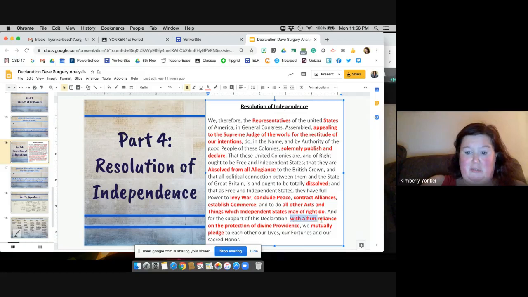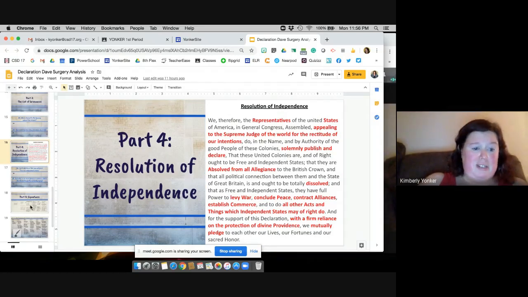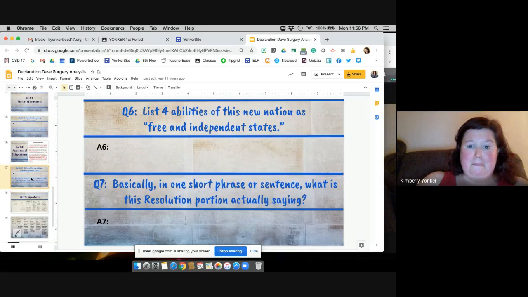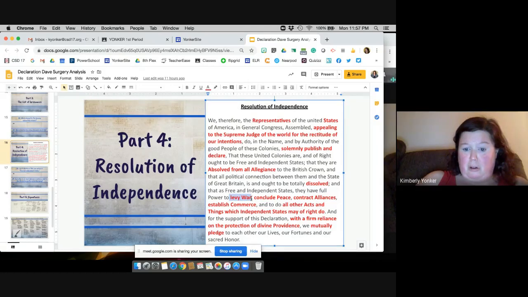And with a firm reliance, we mutually pledge to each other our lives, our fortunes, and our sacred honor. They knew that signing this would be treason, and they did it anyway. So, the abilities of this new nation as free and independent states: levy war, conclude peace, contract alliances, establish commerce.